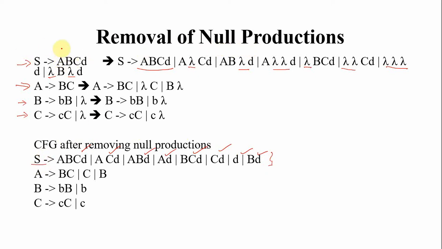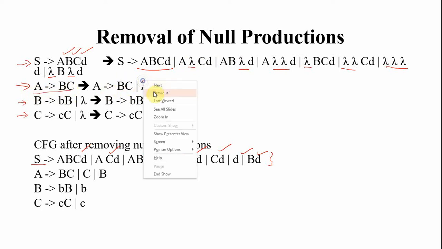So the first step, we identify the nullable variables. We identified that A, B, C, all 3 are nullable, and lambda was substituted for every one of the variables one by one, and also in combination. Fine. Then comes A gives BC, and if we substitute lambda for B, it will be C.